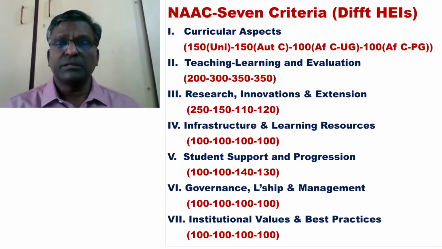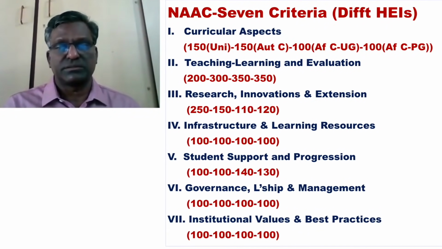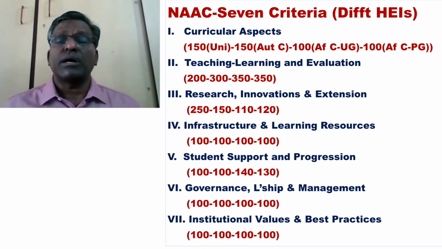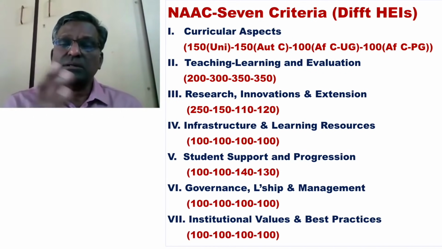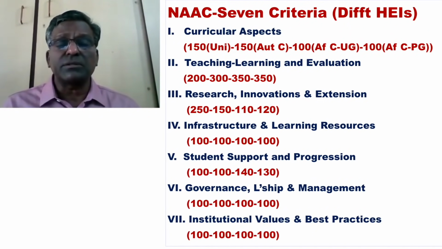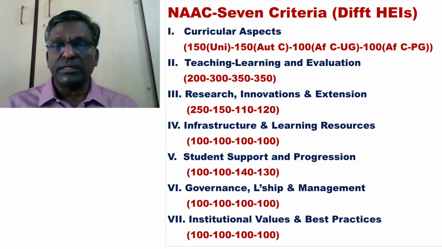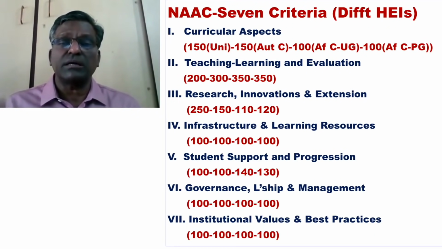Now, the same thing, but there is an additional piece of information. You will see some numbers here, and for each criterion, there are 4 numbers. So possibly you're wondering why these 4 numbers. Now, I made it very clear whether it is a college or a university, whether it is an autonomous college or an affiliated college, whether it is a rural college or an urban college, for all higher educational institutions, NAAC follows 7 criteria.